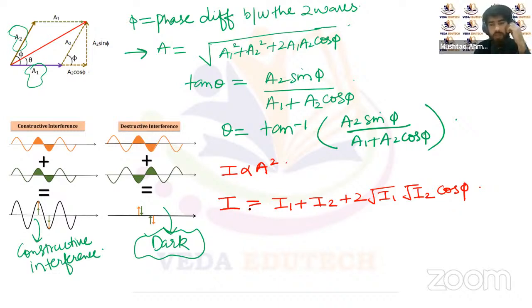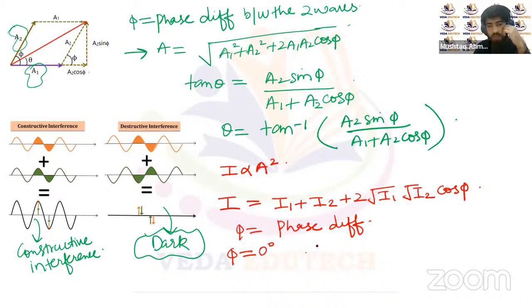This resultant intensity will depend upon this phi. This is the phase difference, right? Now let's suppose the phase difference between these light sources is 0 degree, right? 0 degree phase difference.